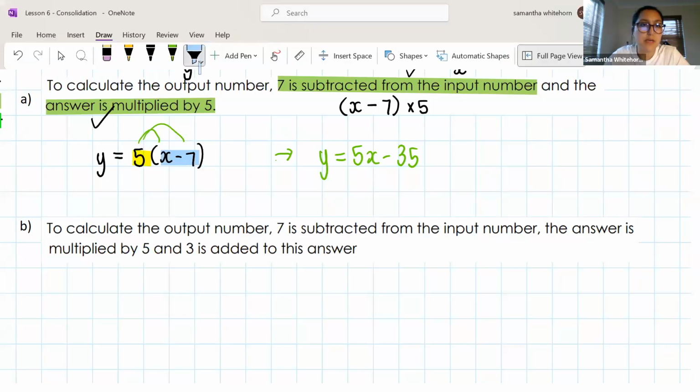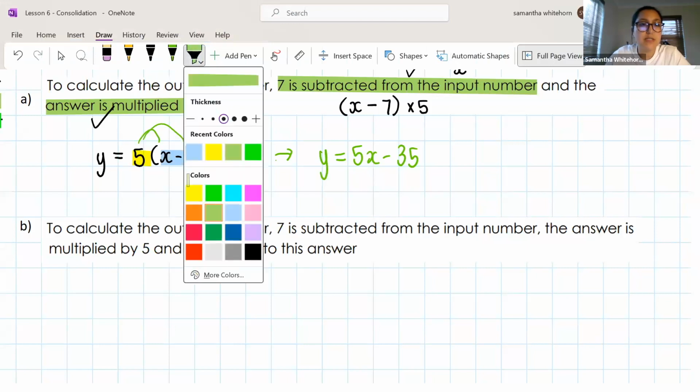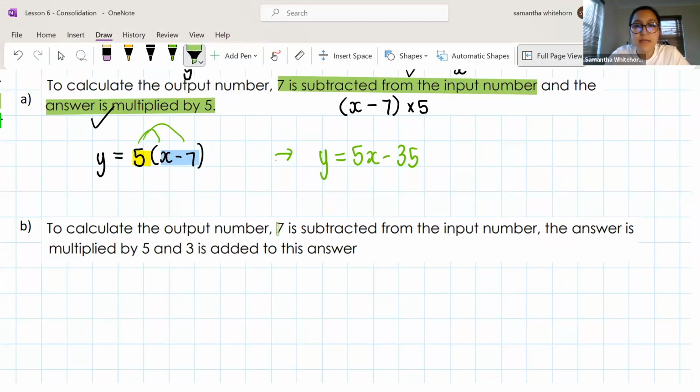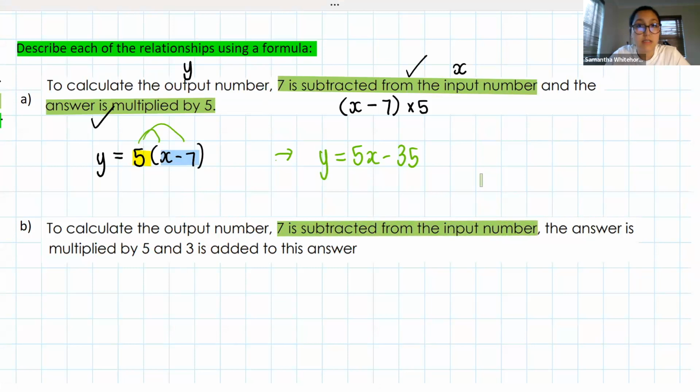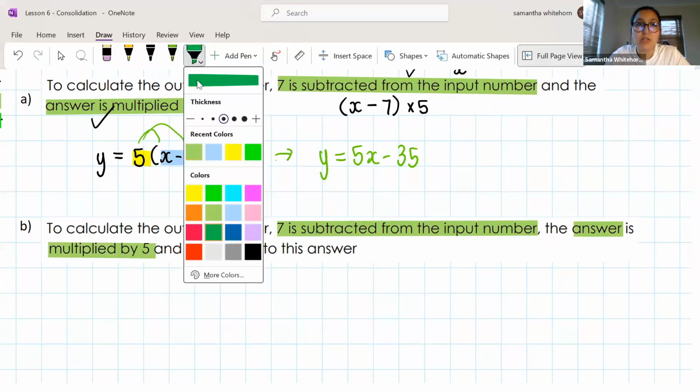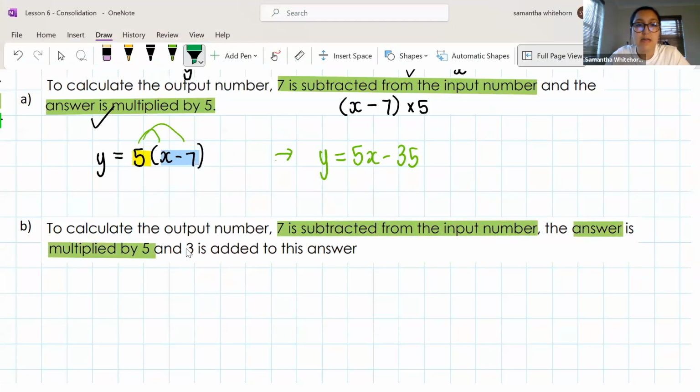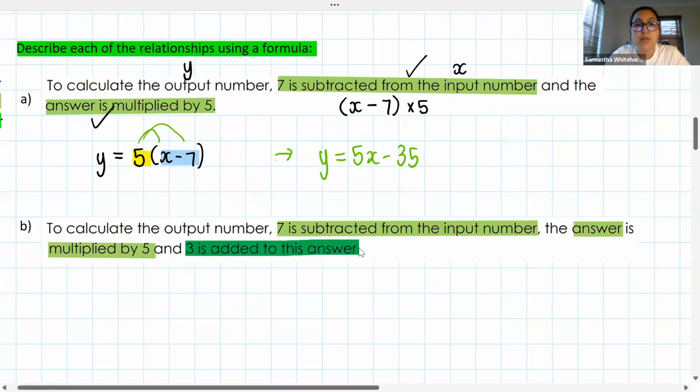So let's try question B. Again, we'll read it together. So question B says to calculate the output number, 7 is subtracted from the input number. Now, take note of the fact that that's basically the same as what I've already done. The answer is multiplied by 5. Again, exactly the same as what we've already done. But now what I'm adding onto this whole situation is the fact that I'm adding 3 to that product. So whatever the answer is when I multiply by 5, I'm adding 3.